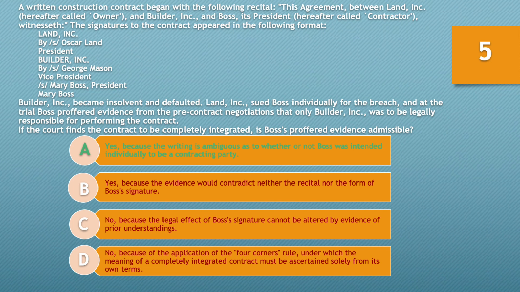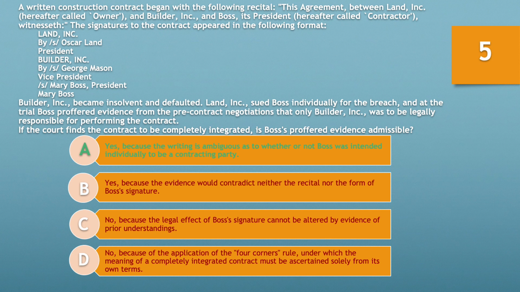Now, if you look at option B, yes, because the evidence would contradict neither the recital nor the form of Boss's signature. The response actually makes no logical sense, as it seemingly contradicts the facts in and of themselves. Now, if we look at option C, no, because the legal effect of Boss's signature cannot be altered by evidence of prior understandings. Again, C misses the point, as we're not looking at the alteration of the signature, but the understanding of the agreement as a whole.